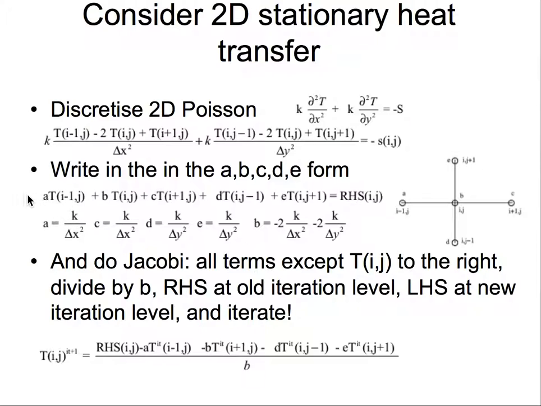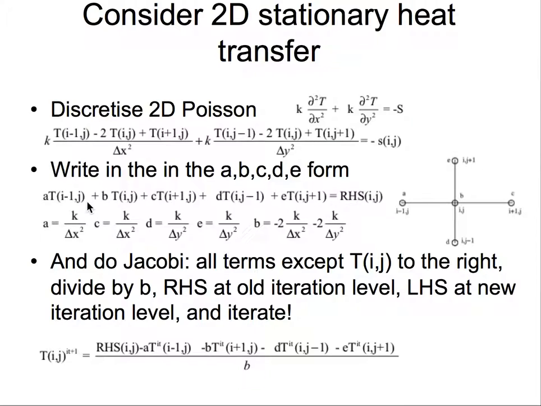I wrote down this form of the discretization over here. So we have A times T i minus 1 j plus B times T ij plus C times T i plus 1 j. That's almost like the 1D case for only variation in x direction, plus the bottom contribution, that's D times T i j minus 1, plus the top contribution, that's E times T i j plus 1.